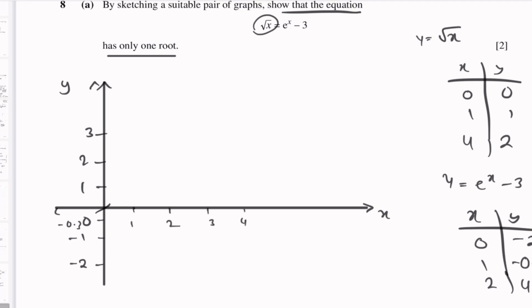Now sketching the first one, it's going to start at 0, 0, and then we're going to have a point at 1, 1, and then a point at 4, 2. So that's right over here. This curve is just going to keep extending like that, so let me go ahead and sketch it.